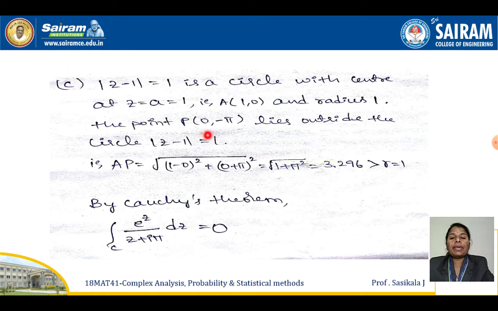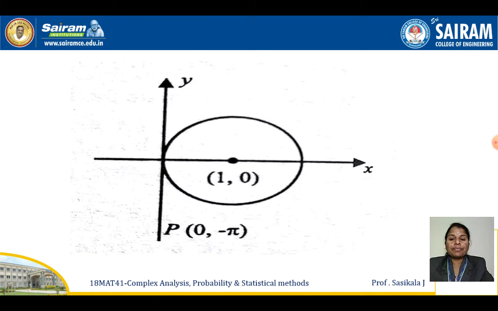The point P of 0 comma minus pi, does it lie inside or outside? You can see from the graph. It is a circle with center 1 comma 0 and radius 1. You can draw the circle and the point 0 comma minus pi is approximately here. If you need, you can take the value of pi as 3.14. Now the minus point will be like this, so obviously it will be outside.